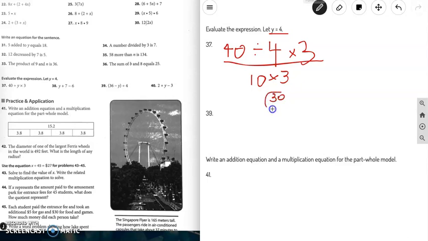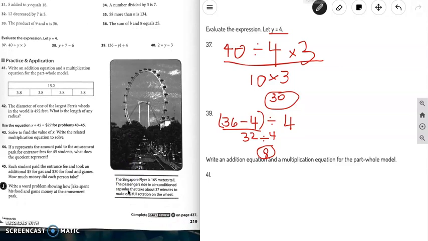30. Awesome. Number 39, 36 minus y, but we have a parenthesis here. Y is 4, divided by 4. So this time, what do we do first? We do the parentheses first, always. It's the first step. So that is 32 divided by 4, ladies and gentlemen, is 8. Fabulous. Okay, let's go ahead to practice an application.